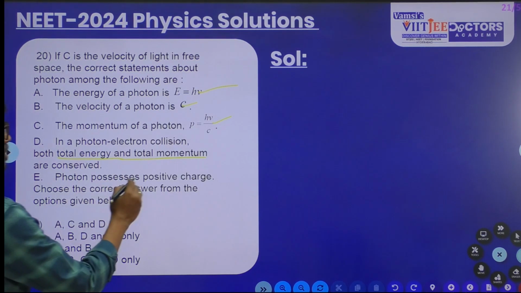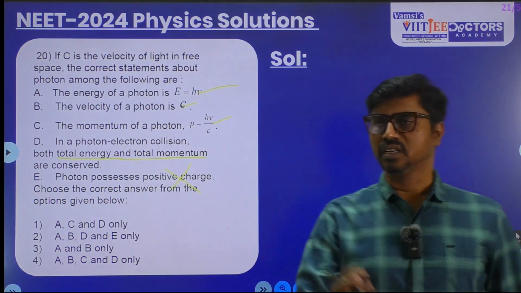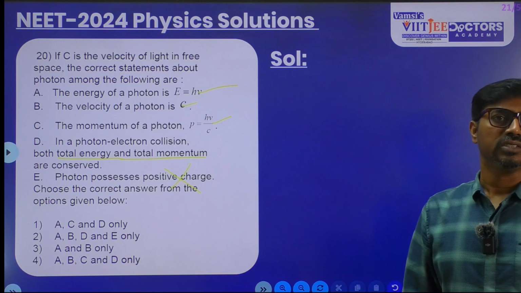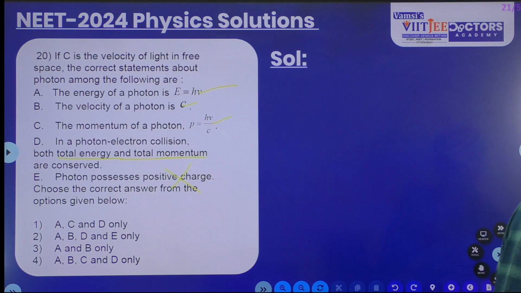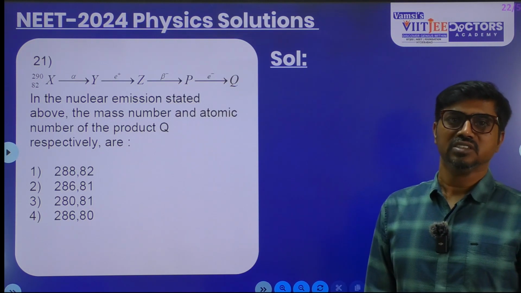Okay. Photon possesses positive charges. That is wrong. Photon is a collection of chargeless, massless particles. Right? Photon is a chargeless, massless particle. Light contains electromagnetic energy, but photon is not a charged particle.